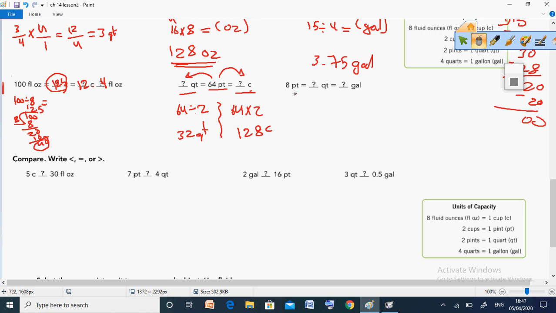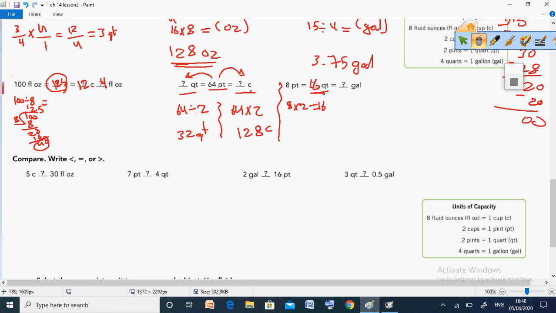Look here, 8 pints to quarts. Which one is greater, pints or quarts? Quarts is greater than pints, so from pints to quarts we will multiply, so 8 times 2 becomes 16 quarts.